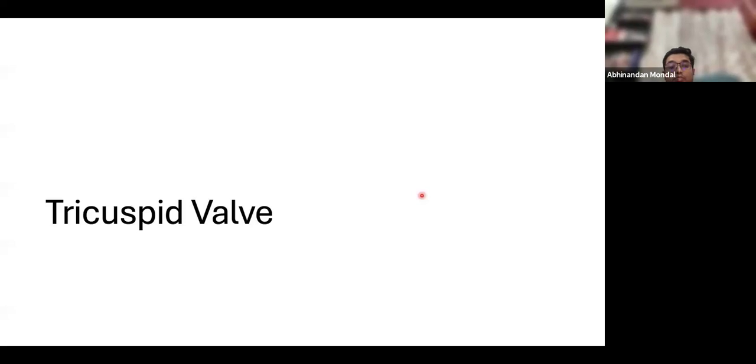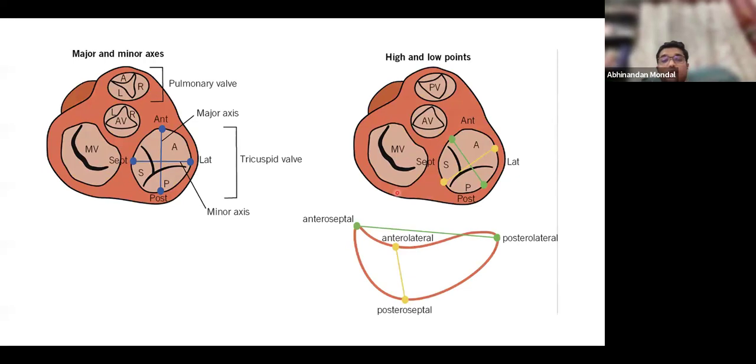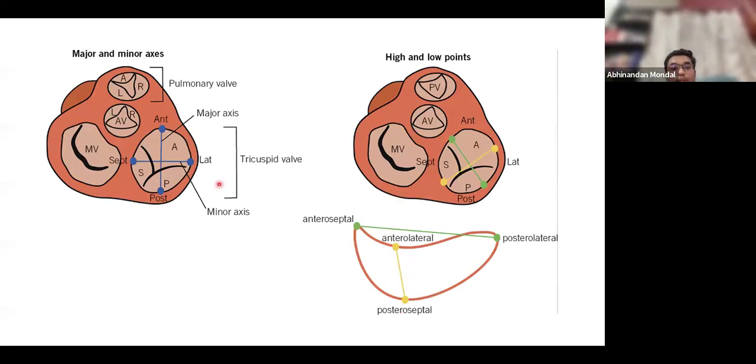Now we'll discuss the tricuspid valve. The tricuspid valve is the largest valve of your heart, so it is actually one of the most difficult valves to image. So always remember there are two axes: the anterior towards the posterior, that will cut through your anterior and posterior leaflet, and there will be a septolateral axis that will be your minor axis.